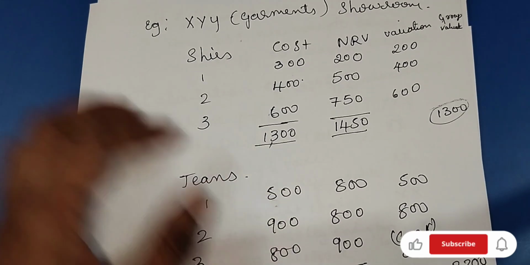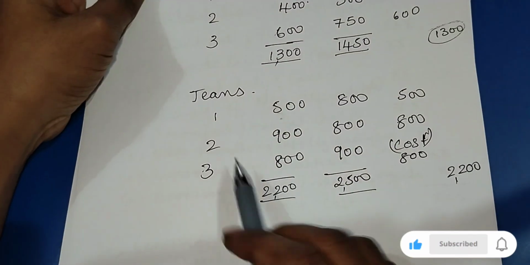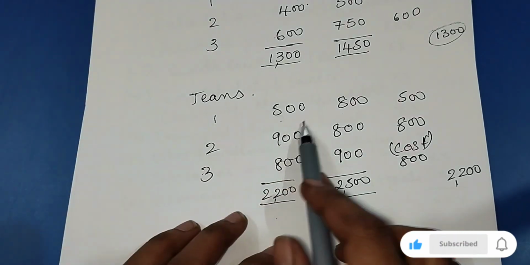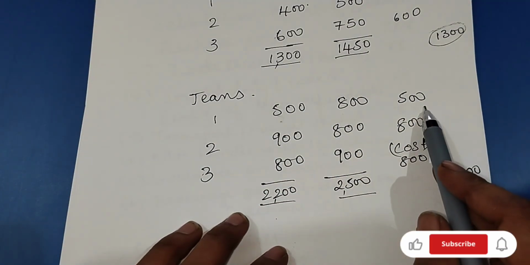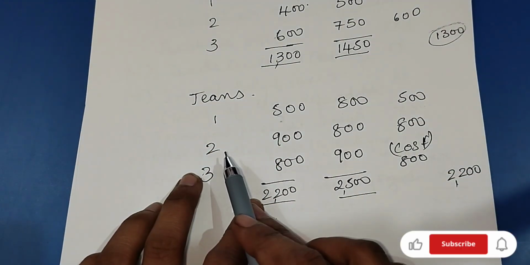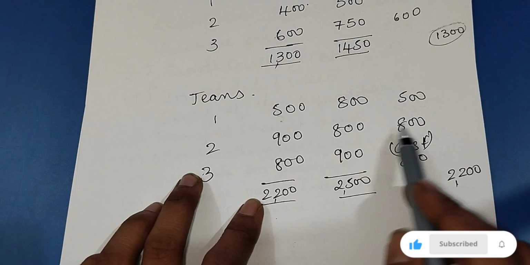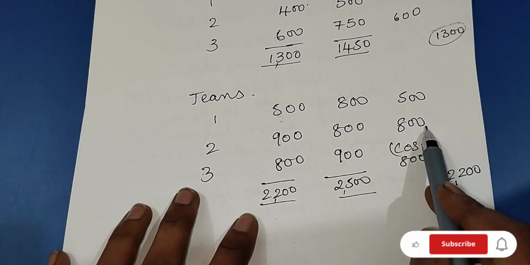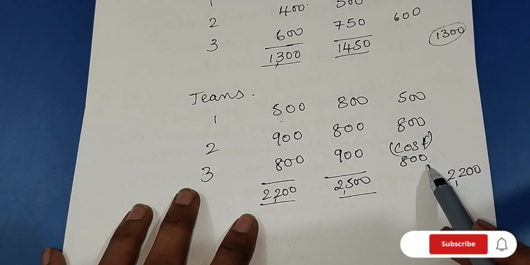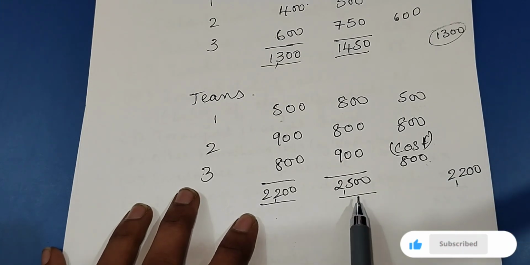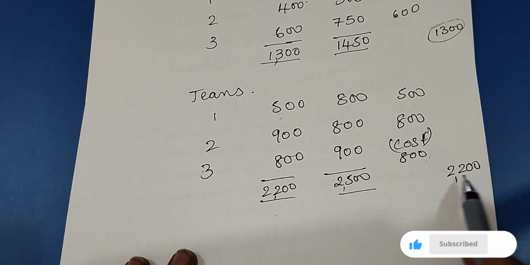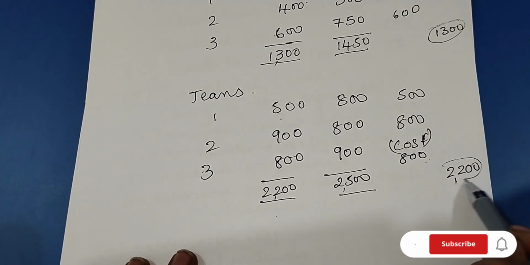Okay. So here we have another example, jeans. Again we have the cost and NRV. The lower is cost, 500, that we have considered. In item 2, we have compared and NRV is lower, so that one we have considered. Third, 800, 900, 800 we have considered, the cost is lower. When it comes to group measurement, the cost is lower, so I have considered the cost over here.